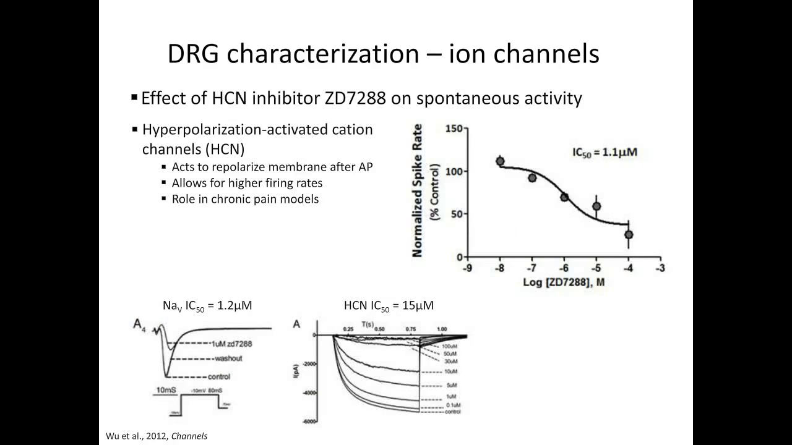Quickly, I also wanted to mention that HCN channels have been shown to play a role in DRG excitability. We looked at one in particular, ZD7288, and you can see it does have an effect on spontaneous activity, whereas these results could be confounded with potential effects on NaV channels, which have been shown in earlier slides to decrease activity. So again, these were a little hard to interpret, but at higher concentrations, you can see out here, this might potentially be due to effects on HCN channels. So they may play a role as well with DRG excitability in this prep.